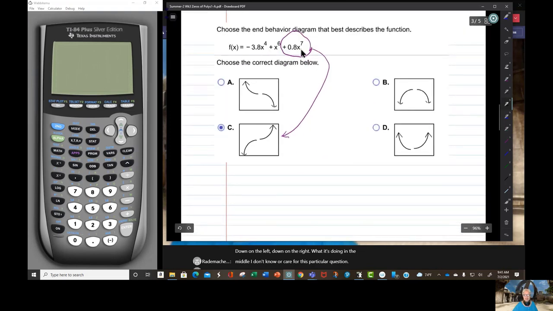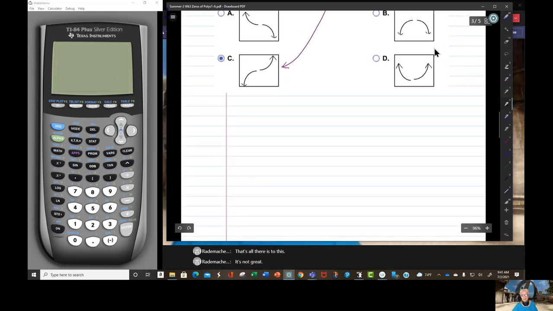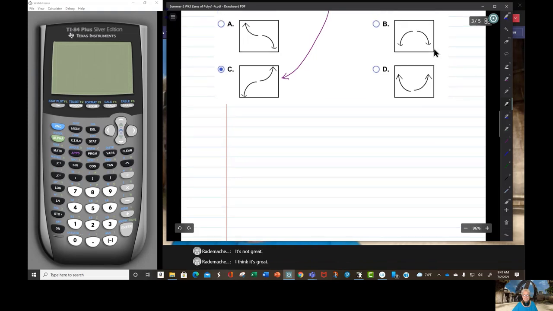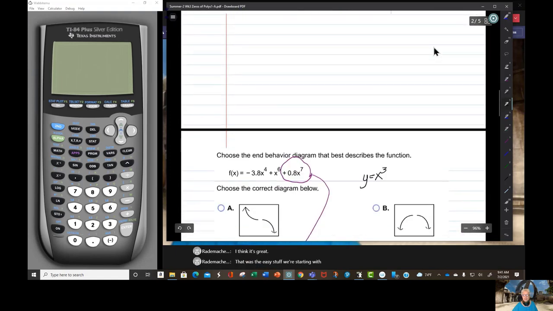Here's a trick question. They stuck the leading term at the end, the highest degree term at the end. And notice it has a positive coefficient. It's going to look on the ends like y equals x to the third. That is up on the right, down on the left. That's all there is to this. Isn't that great? I think it's great. That was the easy stuff we're starting with. There's other easy stuff too.